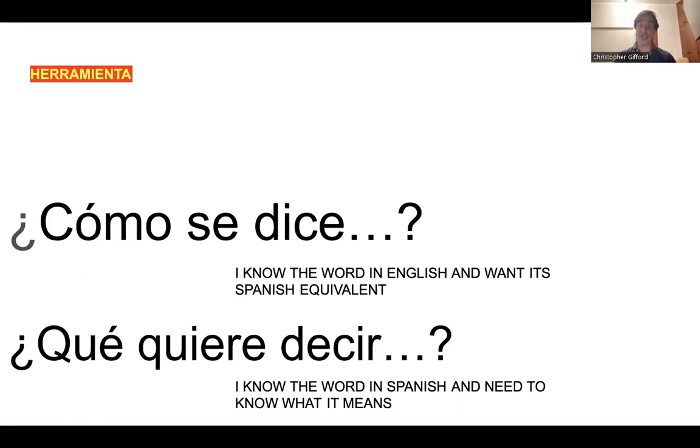You would literally be saying, what does bolígrafo mean in English? And bolígrafo, of course, is pen. So, ¿qué quiere decir bolígrafo en inglés? Bolígrafo quiere decir pen en inglés.